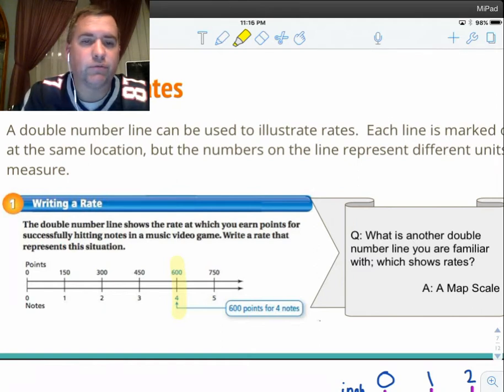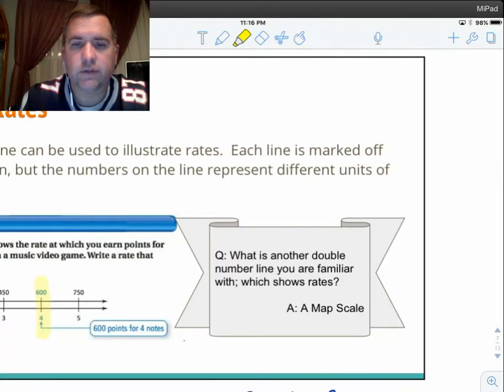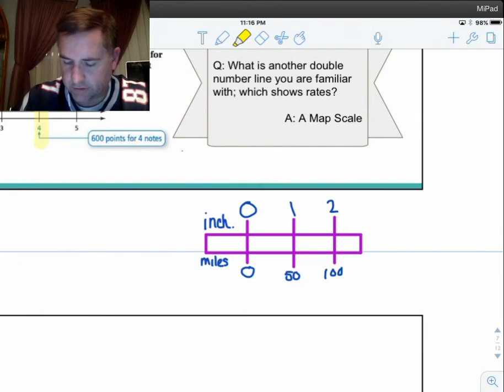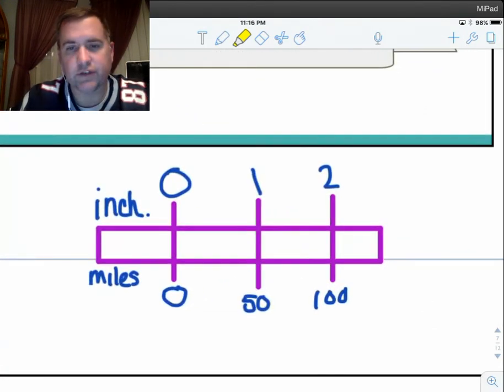And so that is what we're going to talk about now briefly, is look at another type of double number line that you might be familiar with. So my question for you is, what's another double number line that you might be familiar with? And the answer, a map scale. A map scale is just that. It is a double number line.